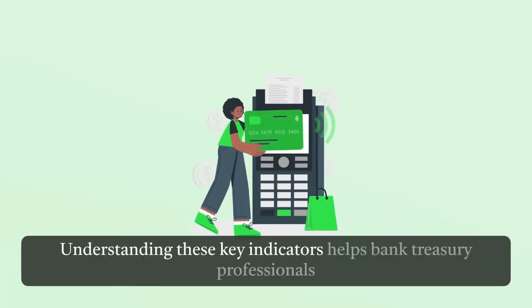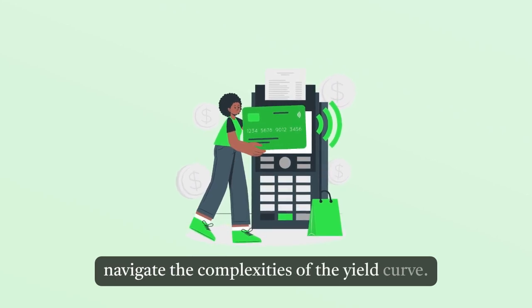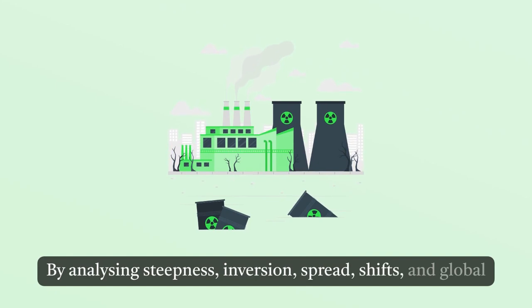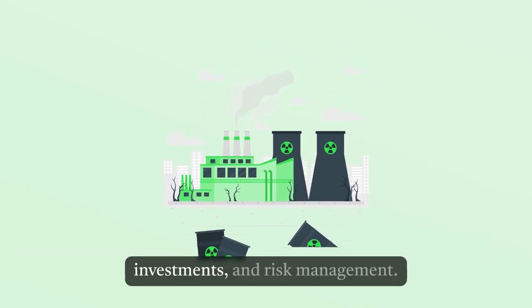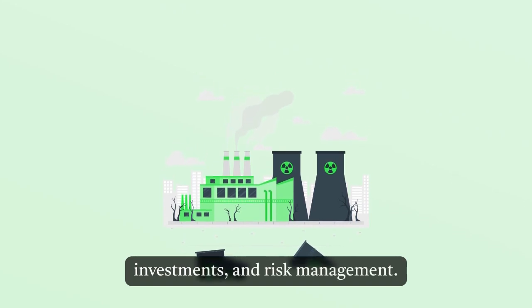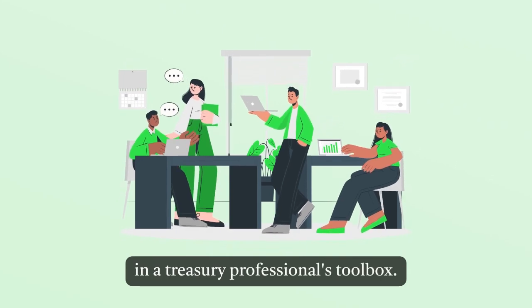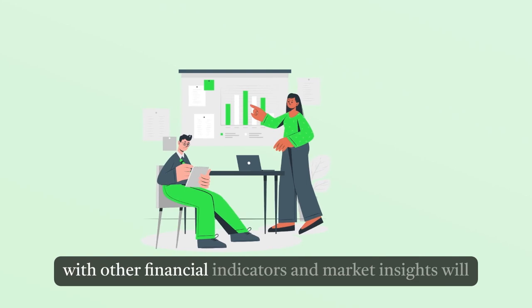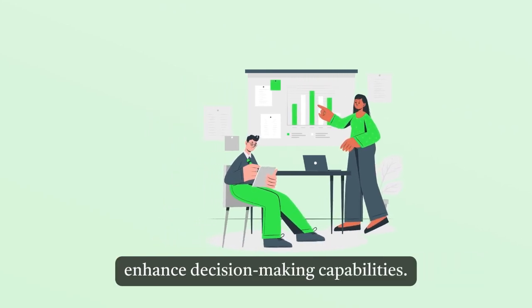Understanding these key indicators helps bank treasury professionals navigate the complexities of the yield curve. By analyzing steepness, inversion, spread, shifts, and global factors, they can make better informed decisions about funding, investments, and risk management. Remember, the yield curve is just one tool in a treasury professional's toolbox. Pairing a deep understanding of the yield curve with other financial indicators and market insights will enhance decision-making capabilities.